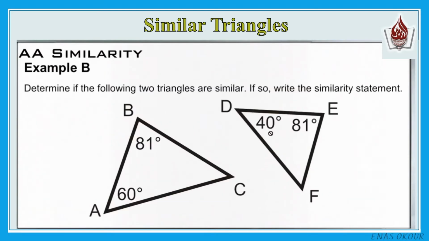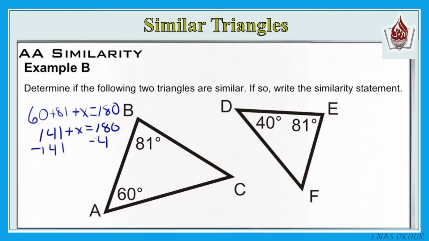Let's take a look at example B. Example B says determine if the following two triangles are similar, and if so, write the similarity statement. So again, just like the last question, we need to find that missing angle. We know that we have a 60-degree and an 81-degree angle here, so we have 60 plus 81 plus something has to equal 180. So that's 141 plus x equals 180. And if we subtract that 141 from both sides, x must be 39. So this angle over here is 39 degrees.